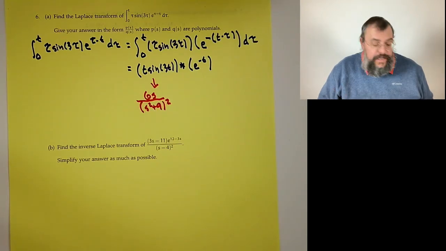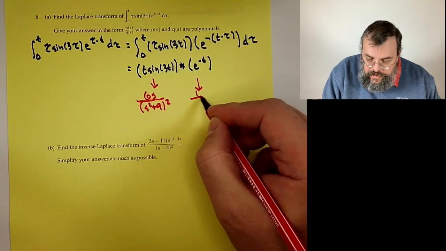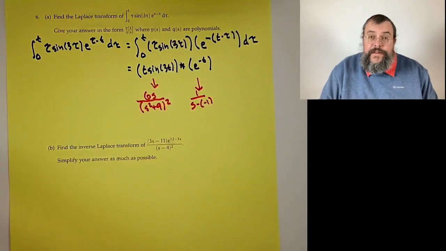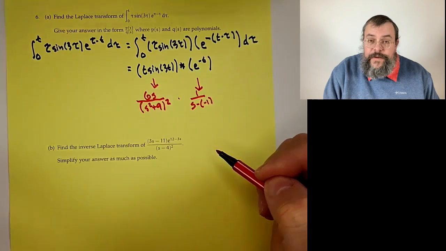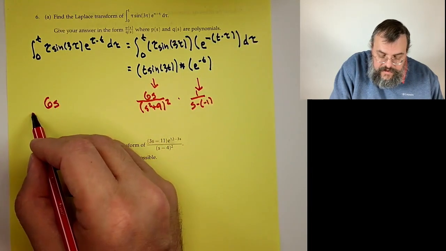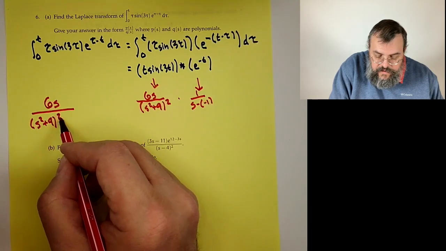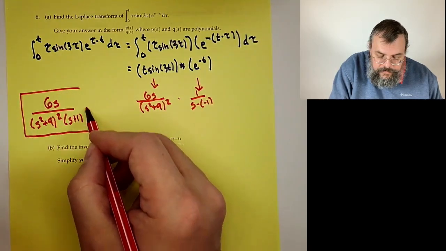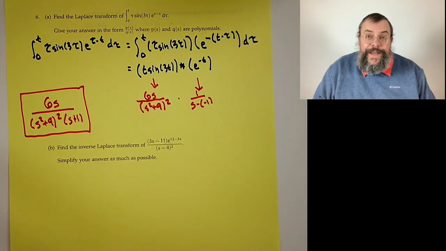Now e to the minus t will go to 1 over s minus minus 1. Of course, minus minus makes plus. And remember, the rule says these multiply. So our final answer is 6s, divided by s squared plus 9 squared, times s plus 1. And we're done. That's part A.